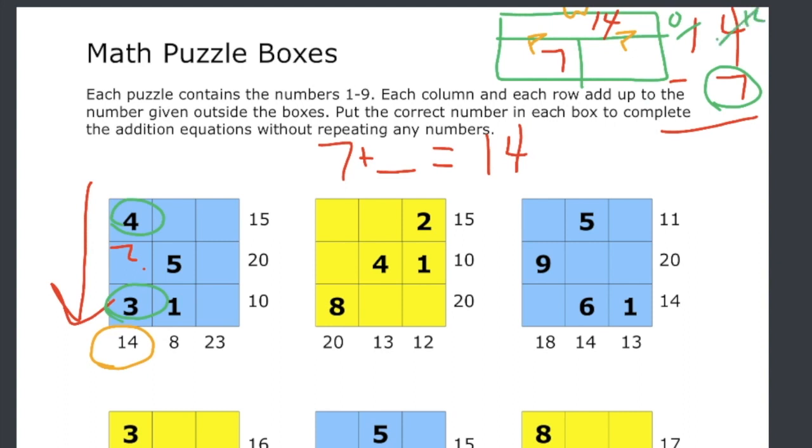From our last assignments, I apologize. Sorry guys, I got a crick in my neck. All right, so now we have 14 minus 7, and we should figure out that 14 minus 7 is equal to 7. So the answer is 7. So the missing number is 7.